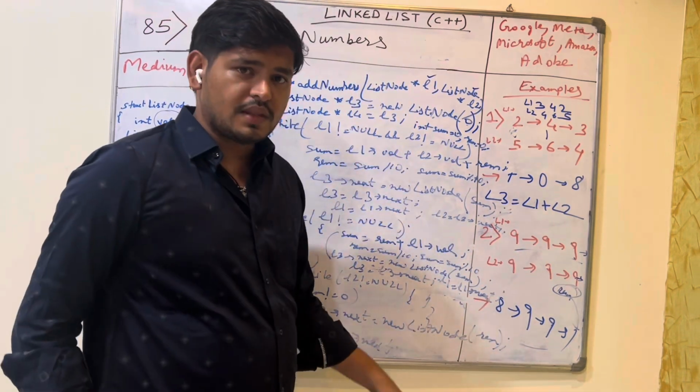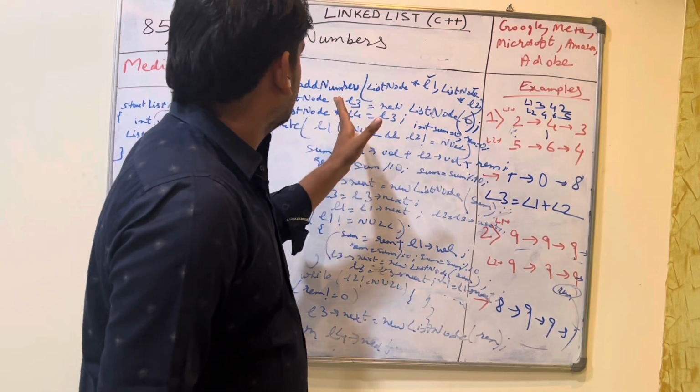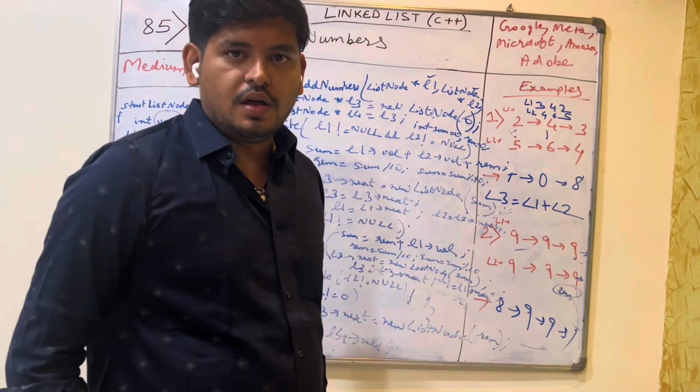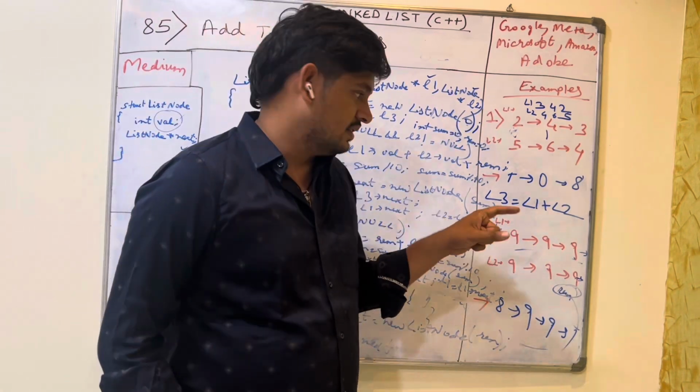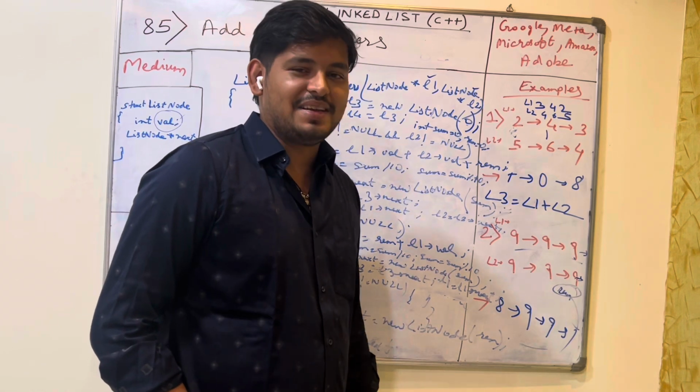So I think you have understood the question and everything is clear. The time complexity would be the size of L1 plus L2. Also, the link to the question is given in the description. Please try it yourself and then come to my code walkthrough section.